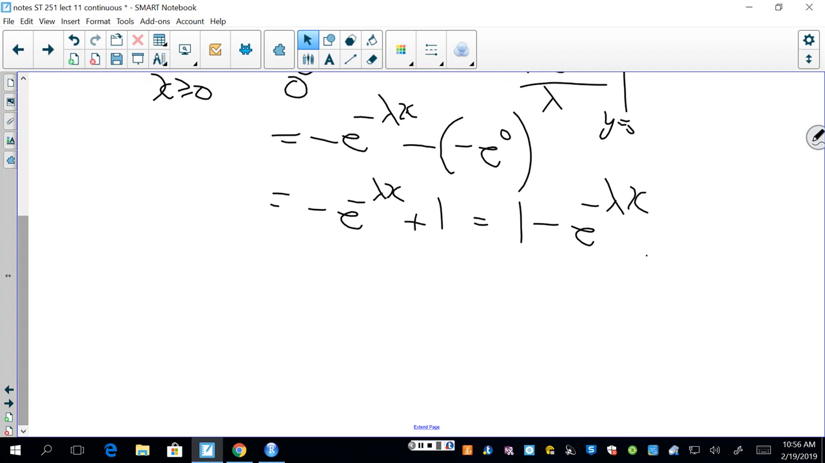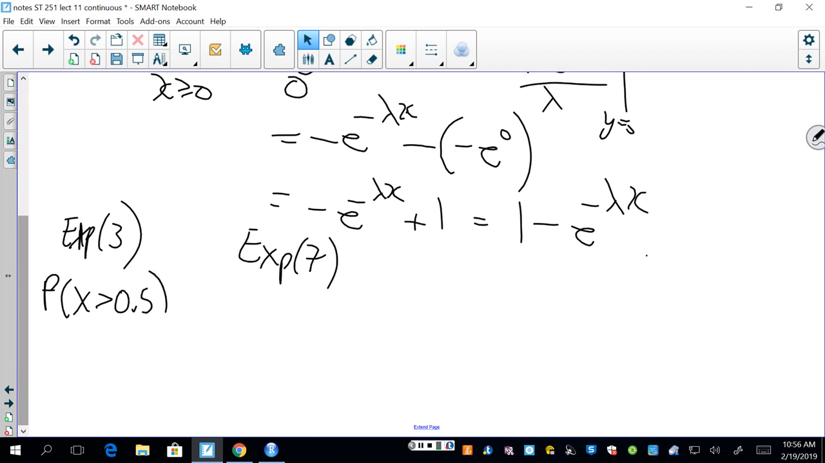So for instance, we have an exponential random variable with a parameter of 3 versus an exponential with a parameter of 7. What's the probability that the value we get is greater than 0.5? So maybe this is survival, time till recovery. What's the chance that it takes more than half a year to get better?